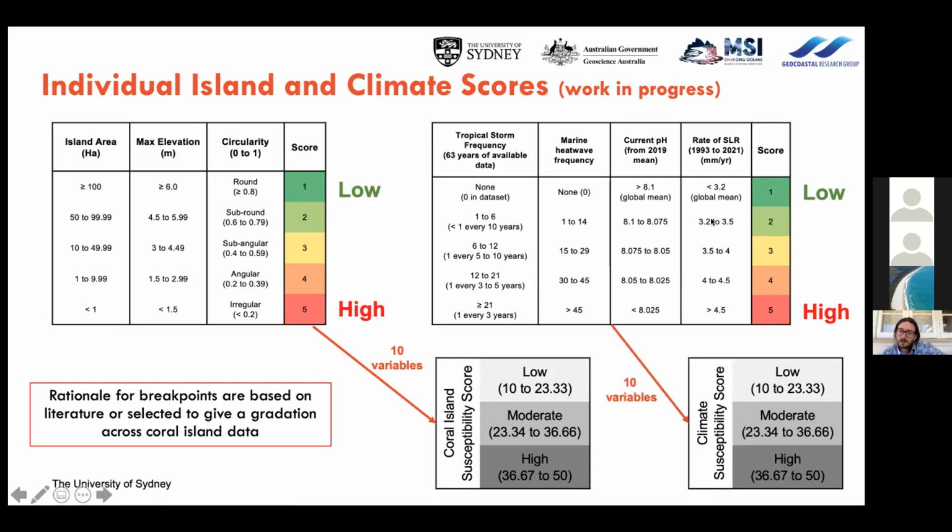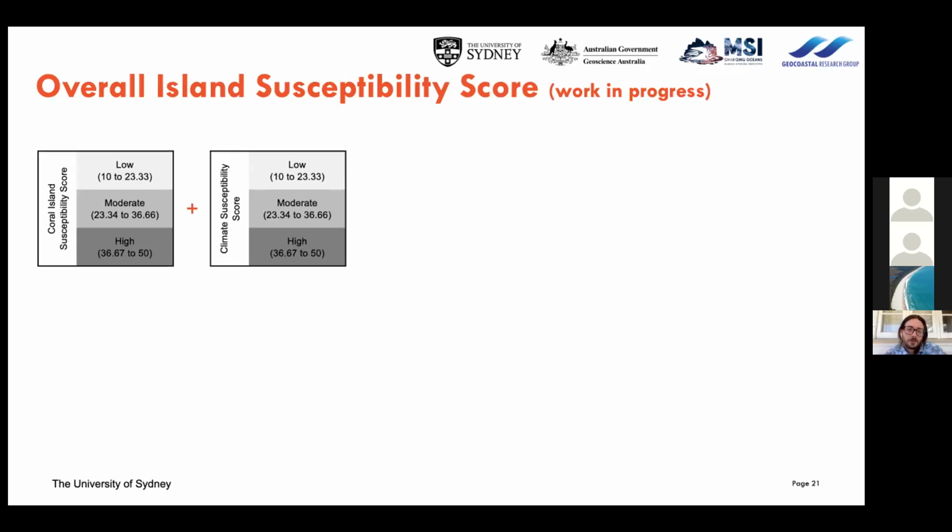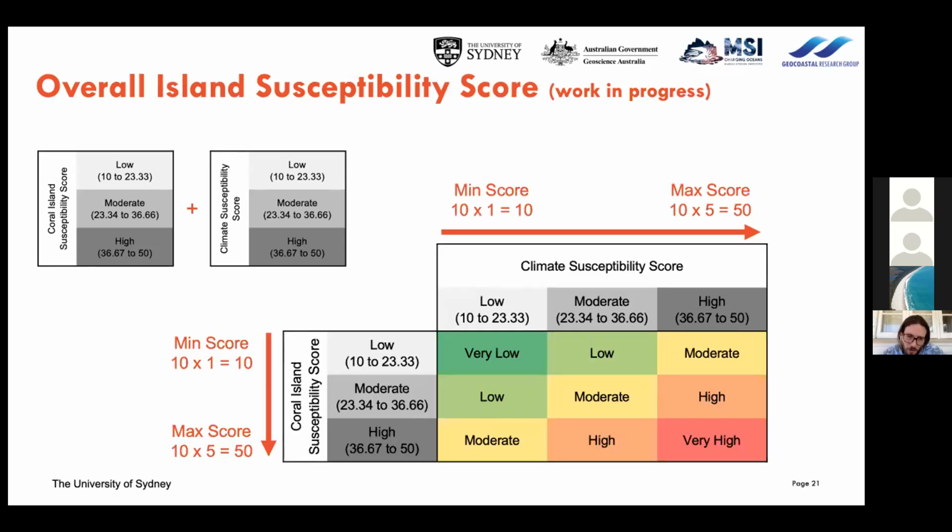And the highest for the climate is also 50 because we had 10 at 5 ratings each. So hopefully everyone's following, but it'll make more sense in a moment. So we take those 2 scores and now we can compare those. On the y-axis, we have our island susceptibility, and on the x-axis we have our climate. So the example would be if you had a low susceptible island and a high climate susceptibility, you would have a moderately vulnerable island. Or if you had a high and a high, you'd have a very high susceptible island. It's a simple way of doing that, a risk matrix, I guess, like the talk we saw earlier.